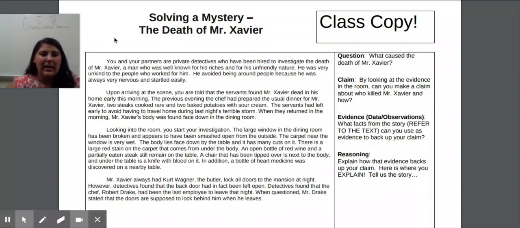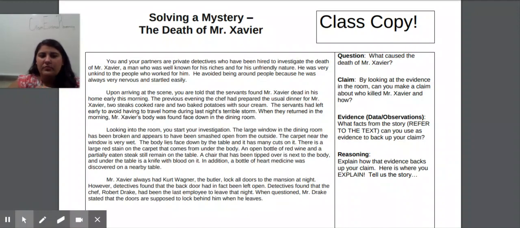Happy Tuesday. So what we're going to be doing today is talking about claim evidence reasoning, which is what you all learned about yesterday. We're going to do a quick review on what it is, and then you all are going to use it in order to solve a mystery.